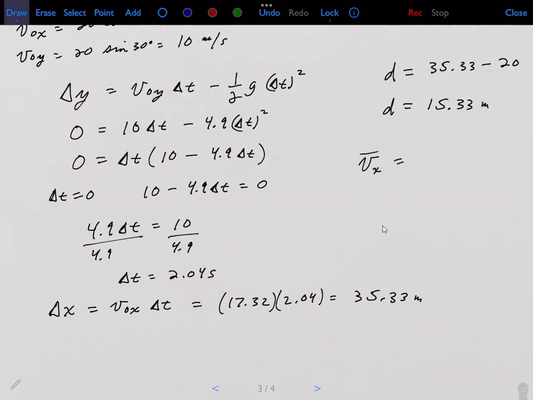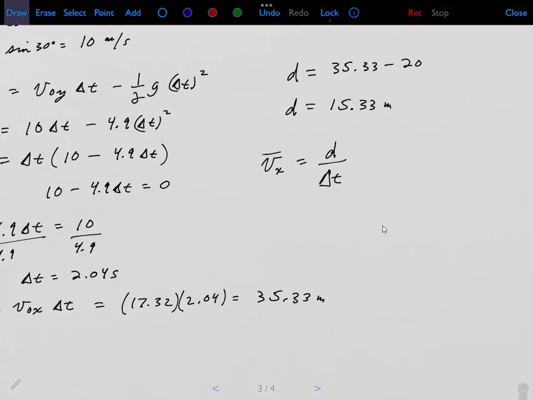Okay. So we know that the average velocity, we're assuming it's going to be constant, of the receiver is going to be the displacement of the receiver, which is d in this case, I'm calling it d, divided by that time, divided by delta t. So if I plug in 15.33 divided by 2.04 seconds, then that's going to be 7.51 meters per second. So that's how fast the receiver has to run.